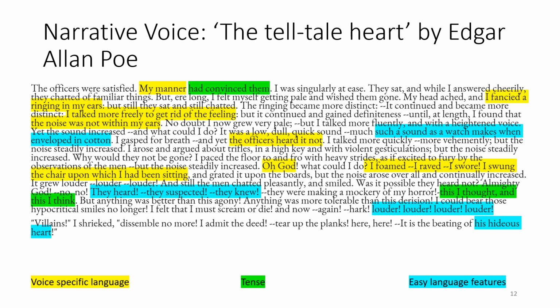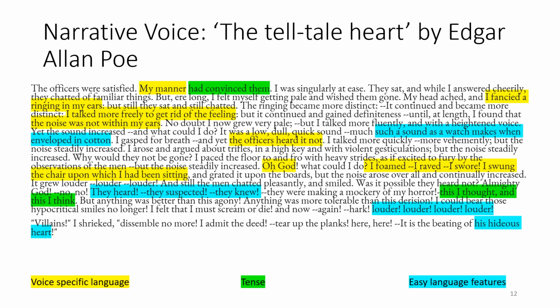Some of the things that I include as well is voice-specific language, so language that really tells me that this is something that someone is telling me. "I fancied a ringing in my ears." "I talked more freely to get rid of the feeling." I know that this is someone who's telling me this story. And then as this person grows more and more angry and paranoid and nervous, it becomes this repetition: "I foamed, I raved, I swore, I swung the chair upon which I was sitting."